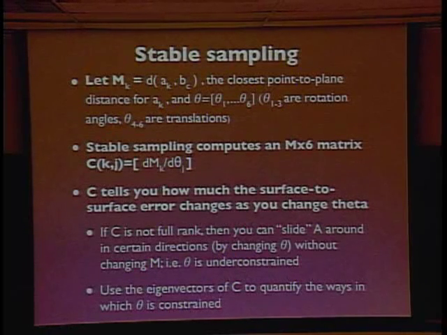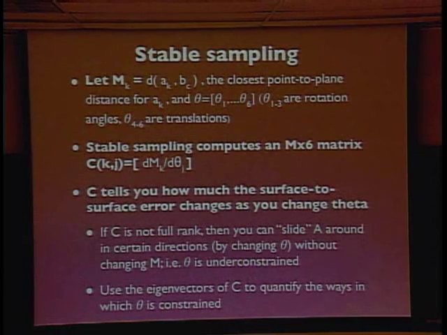Or just to repeat that a little bit, let's say that I have my initial transformation and I slide it in one direction. Did the metric actually get worse? And if it didn't, then that's another way of saying that we don't know whether we should slide or not. It's sort of an uncertainty. So if this C is full rank, then it tells you that your transformation is really well constrained. You can't very well slide the moving surface around and still get a good match. The goodness of fit goes down.